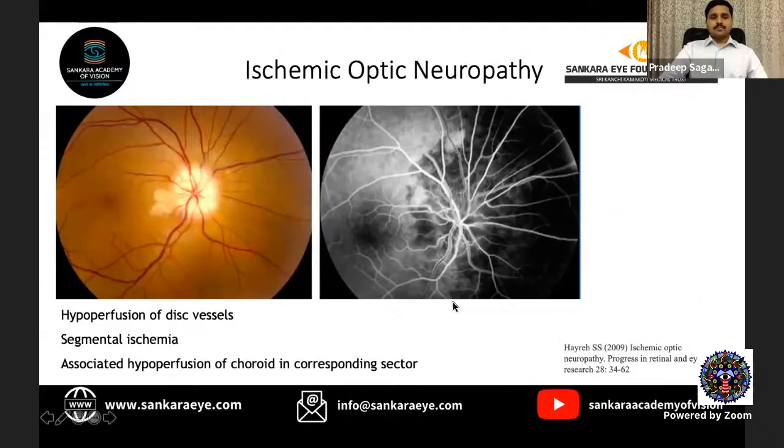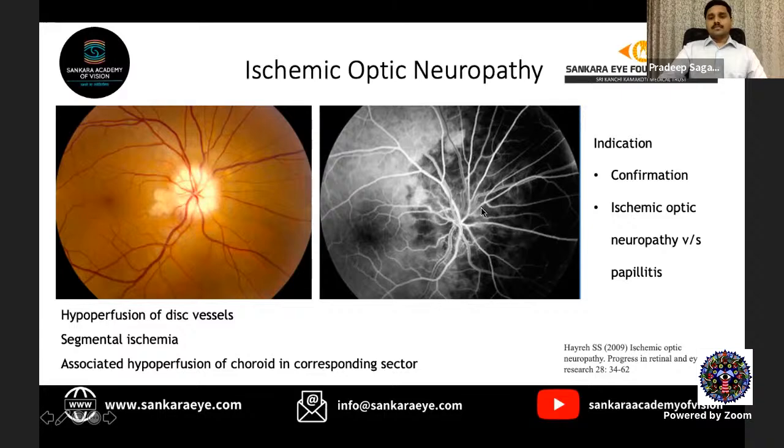Ischemic optic neuropathy. In ischemic optic neuropathy, in fluorescein angiography, we see that there is hypoperfusion of disc vessels. There will be segmental ischemia and associated hypoperfusion of choroid in the corresponding sector. Here we can see that the nasal choroid is showing hypoperfusion. So it can be helpful in confirming the diagnosis and to differentiate ischemic optic neuropathy from papillitis. In ischemic optic neuropathy, we see hypoperfusion of disc vessels and segmental ischemia, whereas in papillitis, the disc will be hyperfluorescent and shows profuse leak.